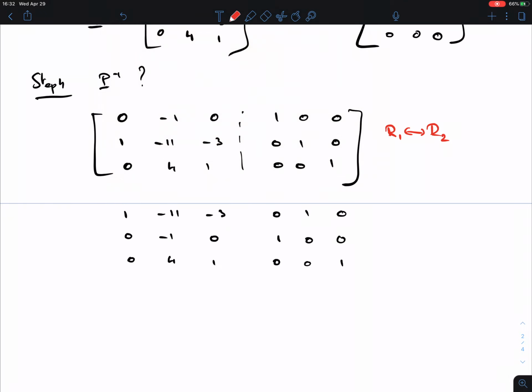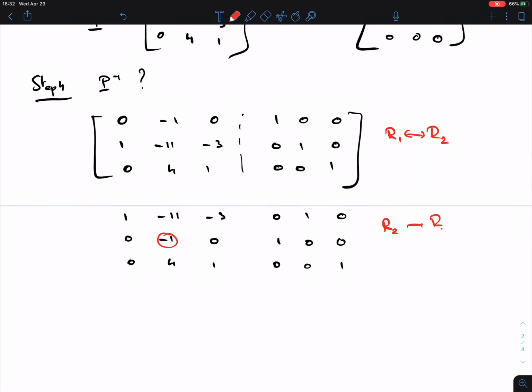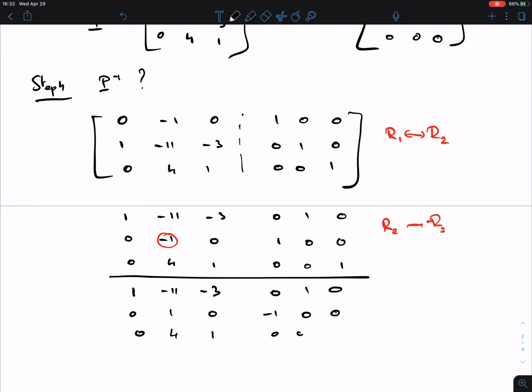My first pivot is done with. For this pivot, don't start to make the minus 11 equal to 0, because you're going to lose that if you're not in echelon form yet, which we aren't. So row 2, minus row 2, right? Let's get rid of the negative sign here. So I'm going to copy it. 1, minus 11, minus 3, 0, 1, 0, 0, 1, 0, minus 1, 0, 0, 0, 4, 1, 1.